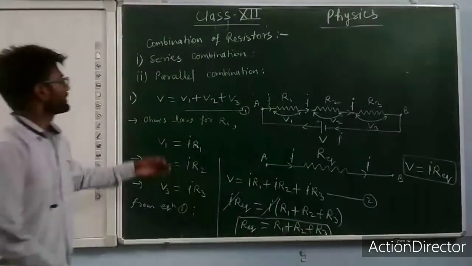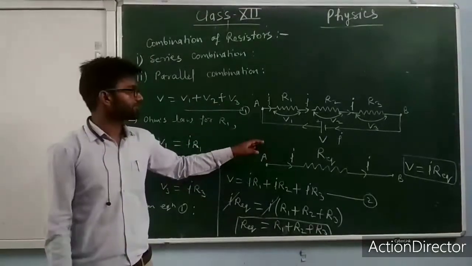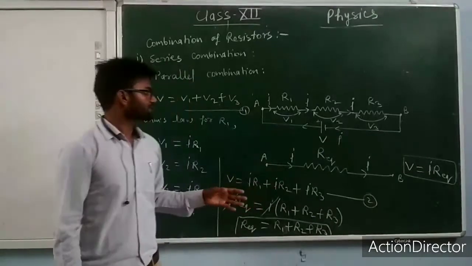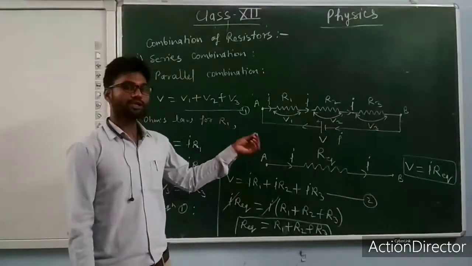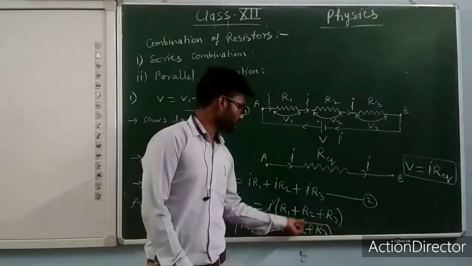So the equivalent resistance for the series combination will be equal to the summation of individual resistances, that is R equivalent equal to R1 plus R2 plus R3.